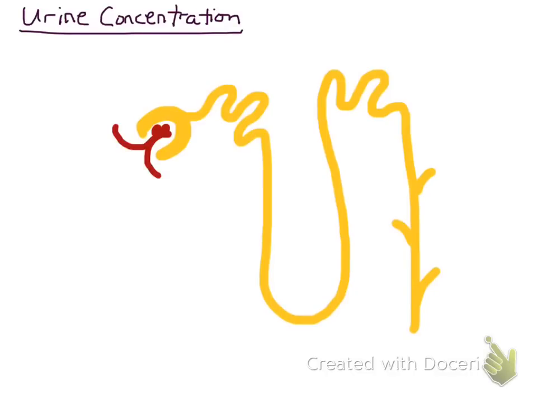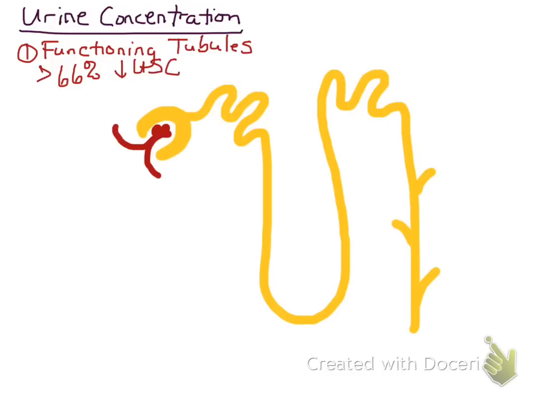This video is going to be on factors that affect the urine concentration, which of course we measure by the USG. And I'm going to go through 6 main factors, the first of which is the number of functioning tubules. And the magic number of functioning tubules is 66%, or 2/3. So if you lose greater than 66% of your functional tubular mass, then you see a decrease in your urine-specific gravity. There's a failure to concentrate the urine.